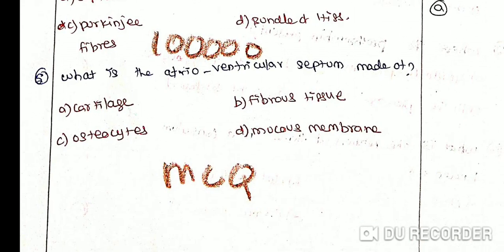What is the atrioventricular septum made of? Option A, cartilage. Option B, fibrous tissue. Option C, osteocytes. Option D, mucous membrane. The correct answer is option B, fibrous tissue.